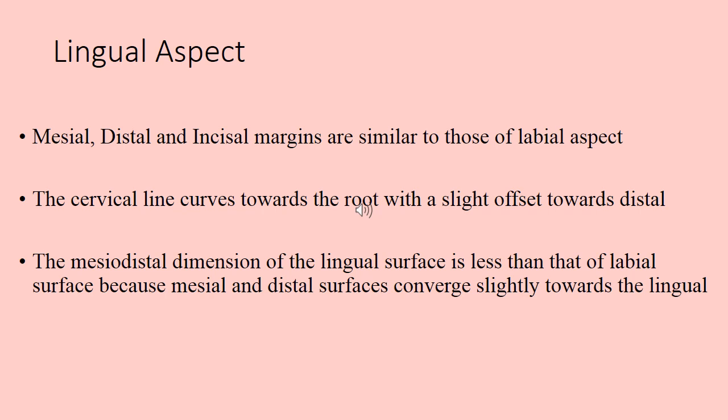Lingual aspect. Mesial, distal and incisal margins are similar to those of the labial aspect. The cervical line curves towards the root with a slight offset towards the distal. The mesiodistal dimension of the lingual surface is less than that of the labial surface because the mesial and distal surfaces converge slightly towards the lingual.